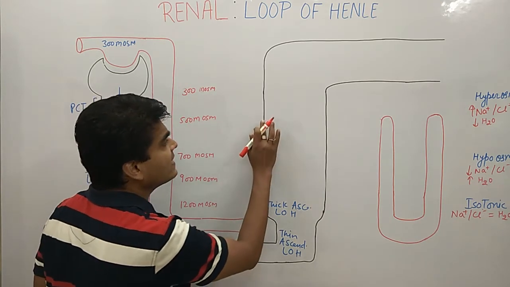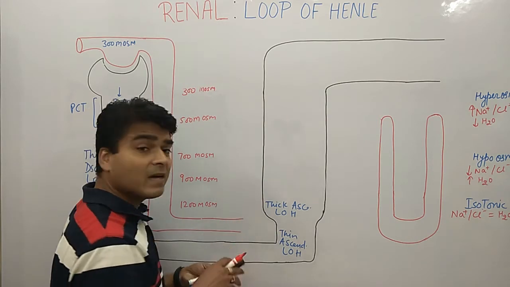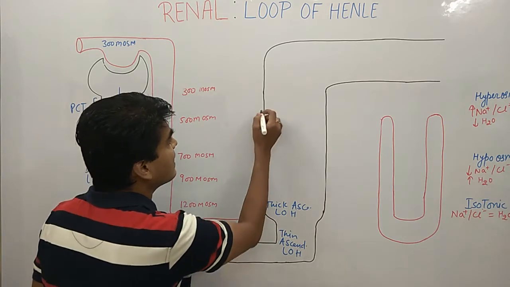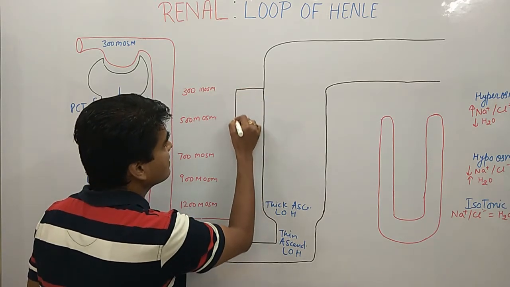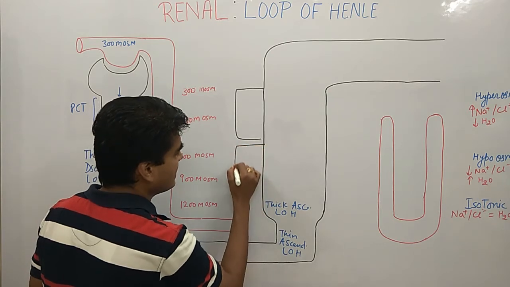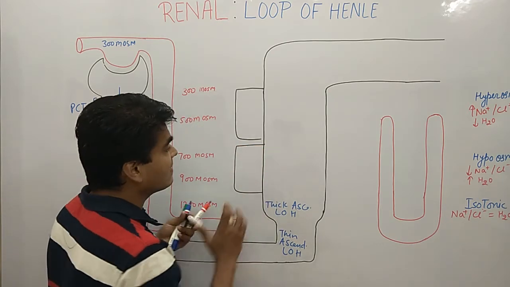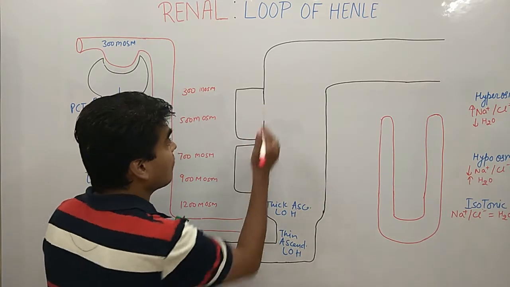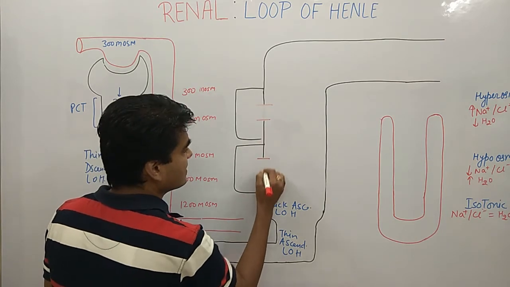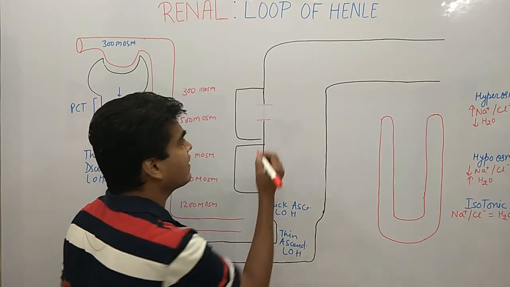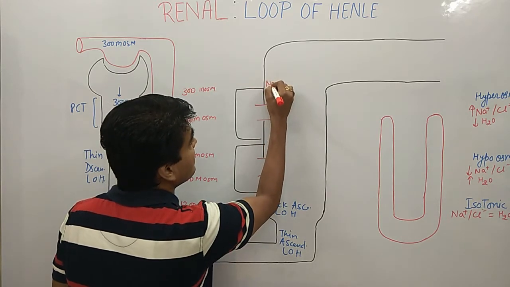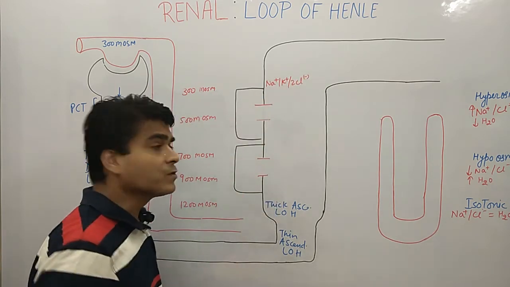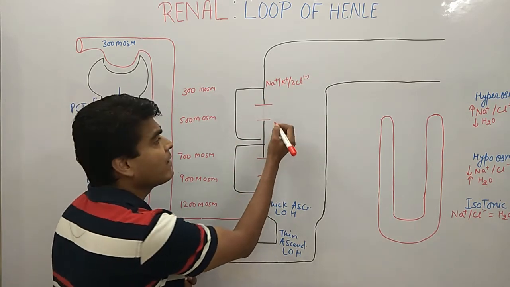Now look at here, we have a sodium potassium 2 chloride transporter. This is basically the basolateral membrane. If you are looking over here, clear? Now we have another channel or transporter. Look at this transporter. This is the sodium potassium 2 chloride transporter. So from this transporter, what happens?